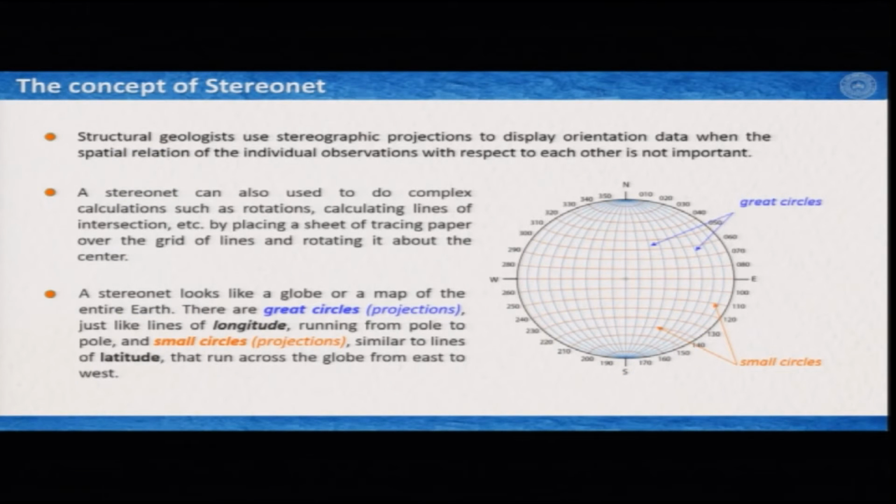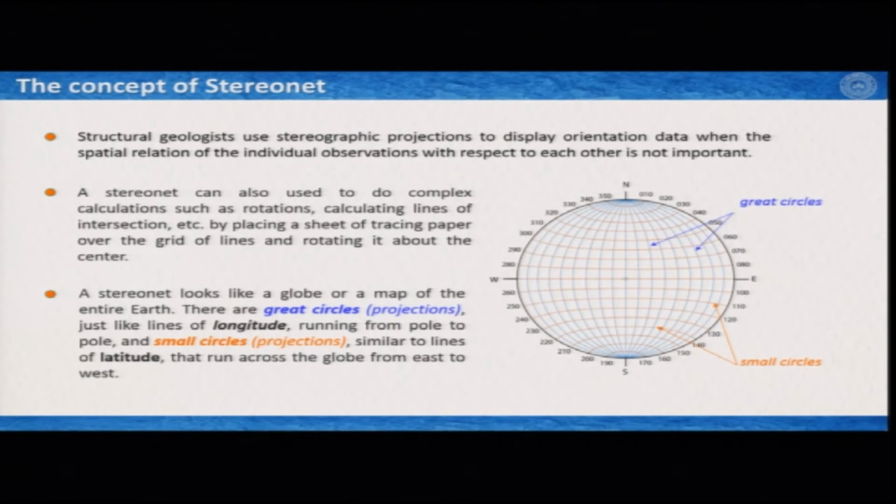So, in structural geology we use stereographic projections mostly to plot or display orientation data. We have learnt about different orientation data, about planar features, about linear features, and so on. What is most important is that you can collect data from the field and then gather them in a single place and plot them on the stereonet. In addition to that, a stereonet can also be used to do complex calculations such as rotations, calculating lines of intersection, etc. We will learn all of these.